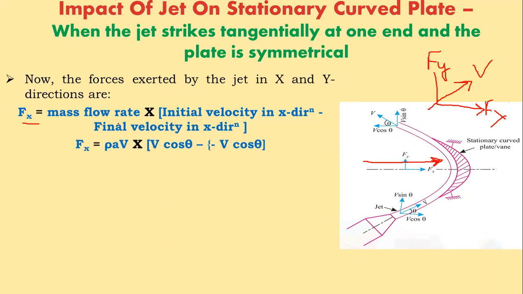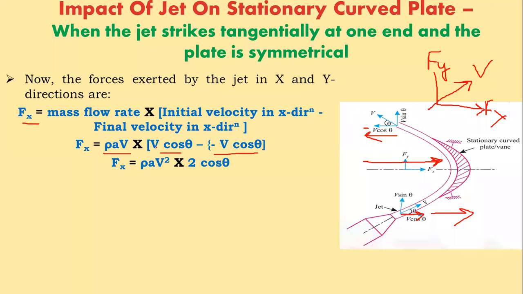Now mass flow rate, that means mass of the jet striking the plate per second, is nothing but rho into area into velocity, into the initial velocity, which will be v cos theta in the x direction. And the final velocity after the jet has struck the plate, at the outlet, is also v cos theta, but as it is in the opposite direction, we will take it as minus. So v cos theta minus minus v cos theta. So minus will be plus.